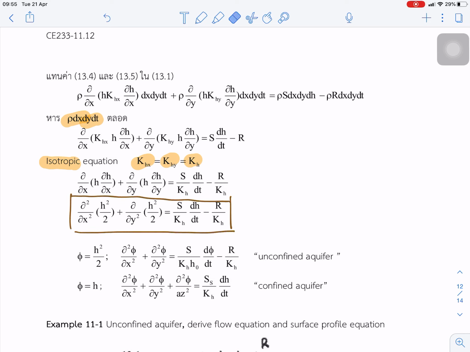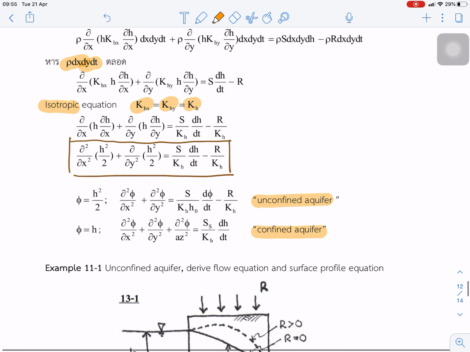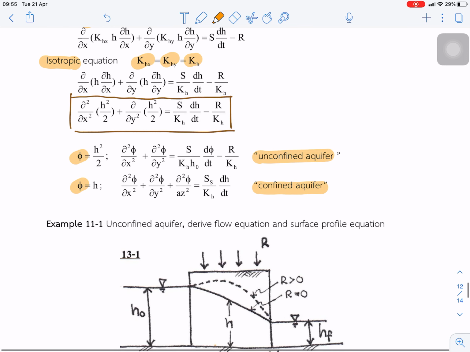Okay, for the confined aquifer, if we use phi to substitute h squared over 2, we get the confined aquifer equation. Comparing the unconfined and confined, you can see that the equations look similar. It's the second derivative of phi with respect to x and y, and the difference is phi. For unconfined, phi is h squared over 2, but for confined, phi is equal to h.